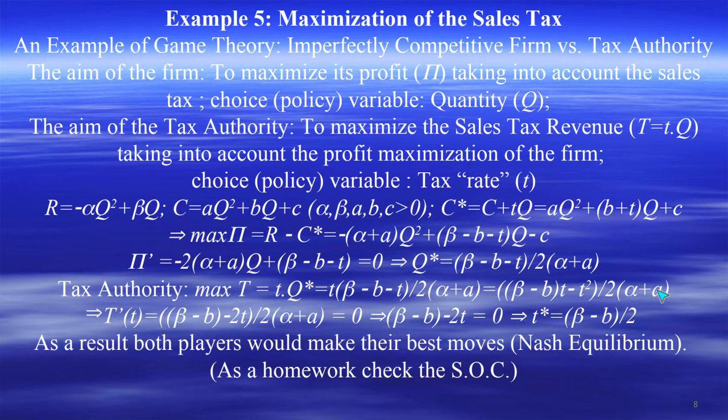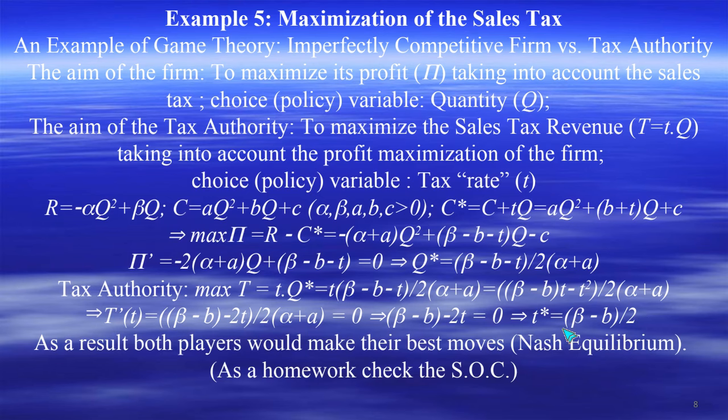1 over 2 times (alpha plus A) is a constant coefficient. There is no T in the denominator, so we don't have to use the quotient formula for the derivative. We just take this simple derivative with respect to T. So it is (beta minus B) over 2 times (alpha plus A) minus 2T over 2 times (alpha plus A). We equate it to 0. This is the derivative of the big T sales tax revenue function with respect to small t. The denominator is not 0, so the numerator should be 0. Beta minus B minus 2T is equal to 0. So 2T is beta minus B. T star is (beta minus B) over 2.